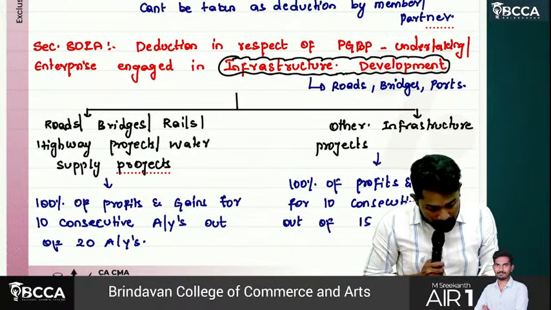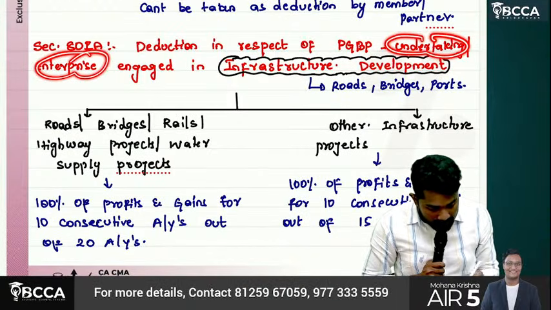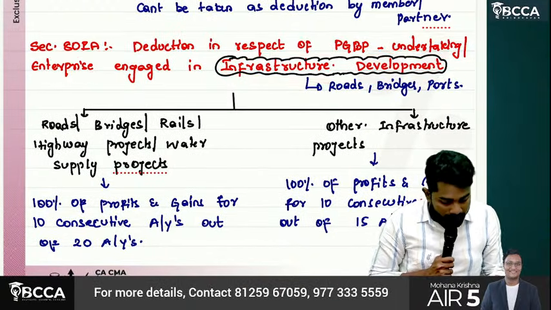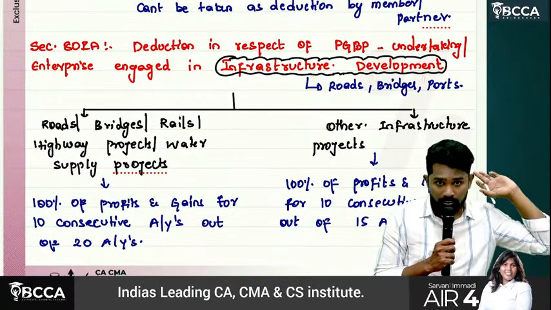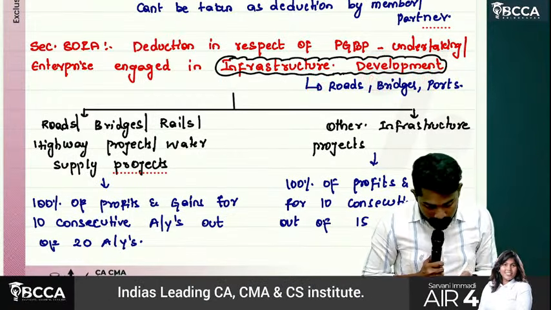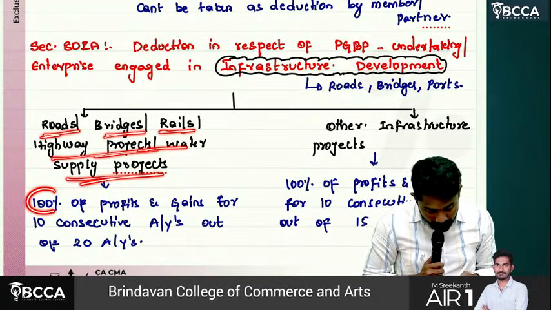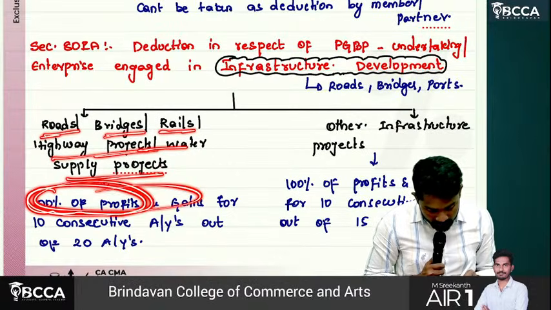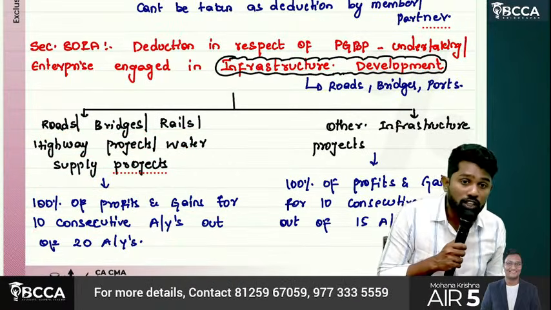Okay, so what is it? An undertaking or an enterprise engaged in infrastructure development like roads, bridges, ports, and even electric lines. Okay, all this will come. Sir, if they are into roads, bridges, rails, highway projects, water supply projects, 100% of their profits are eligible for deduction for 10 consecutive assessment years out of 20 years.